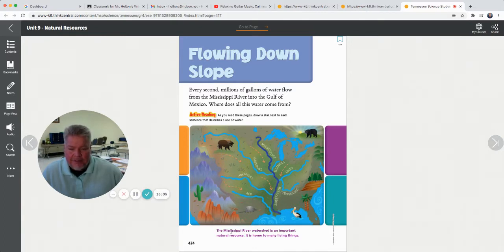Well, look and see. The Mississippi River watershed is an important natural resource. It's home to many living things. So we've got all these rivers that flow into it. There's the Missouri River. That's what Lewis and Clark traveled on, isn't it? Arkansas River, Red River, Tennessee River. It runs right through where we live. So all these rivers pour into the Mississippi River as it flows down into the Gulf of Mexico. It's a natural resource. It's called a watershed, all of these rivers together.